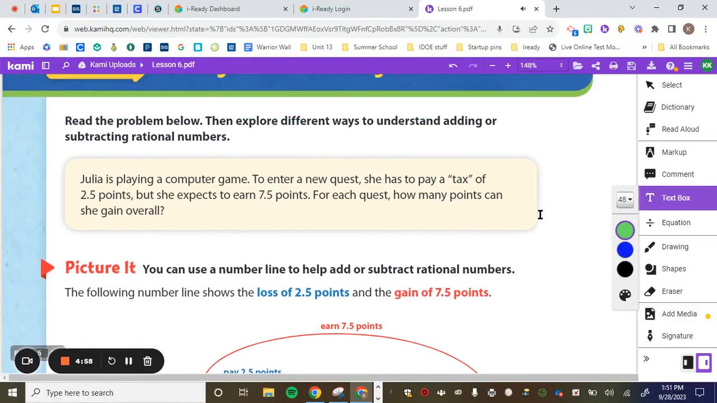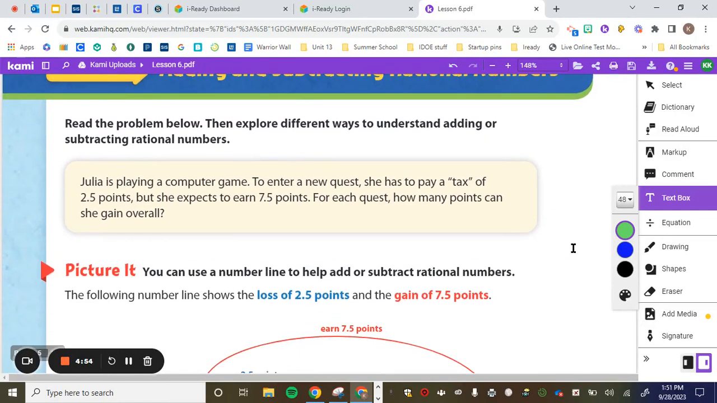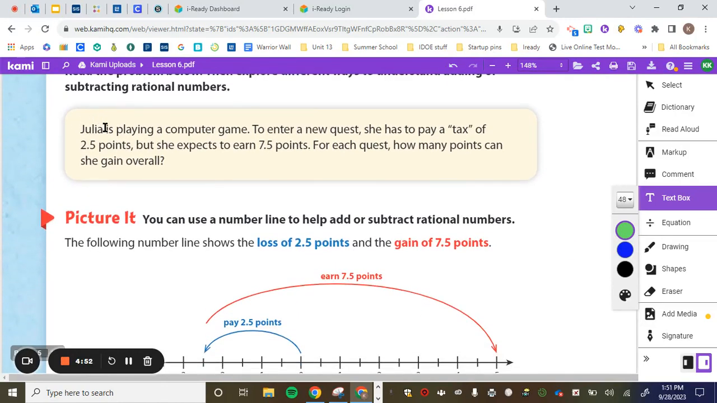Our second question on lesson 6 is on page 46. Now we're going to talk about some decimals. Julia is playing a computer game. To enter a new quest, she has to pay a tax of 2.5 points, and she expects to earn 7.5 points. For each quest, how many points can she gain overall?